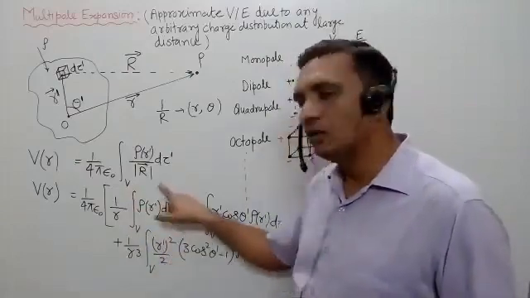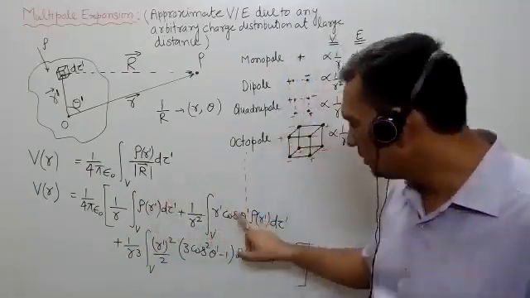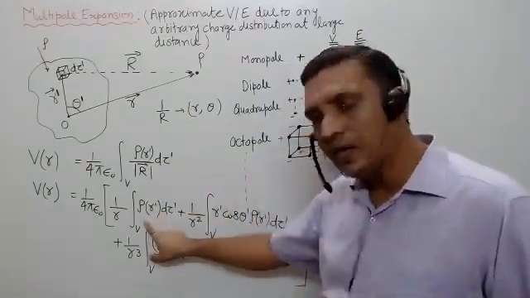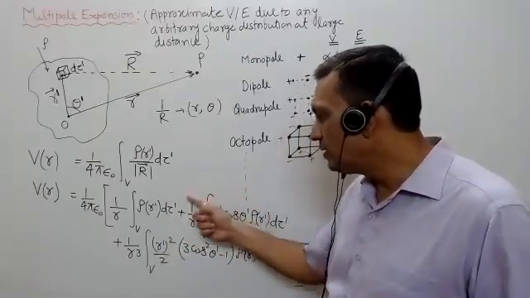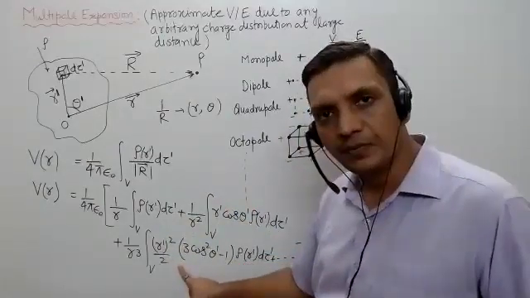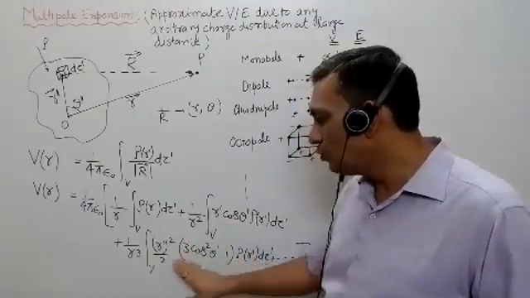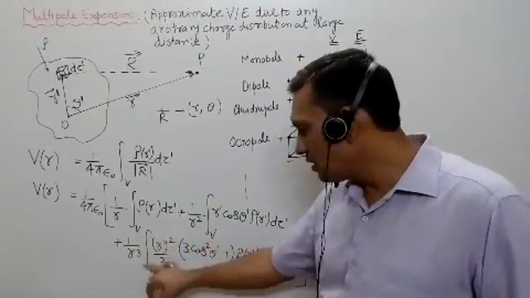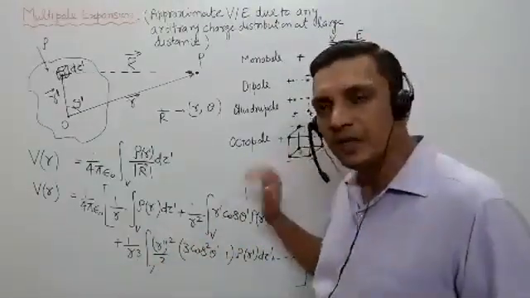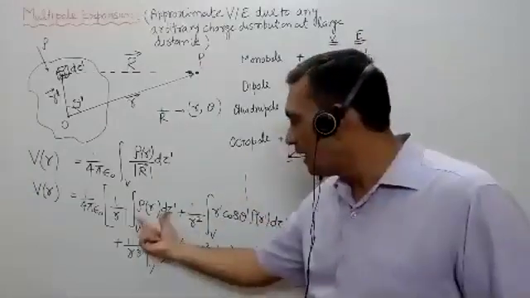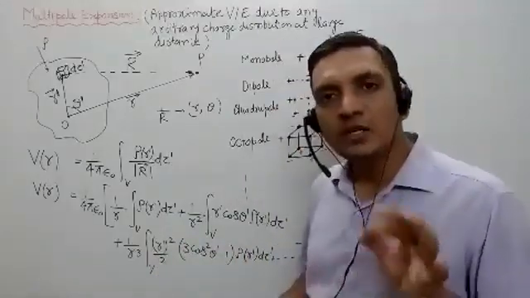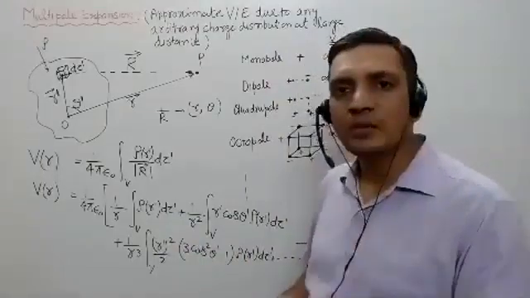If first integral is 0, then you have to check for second integral. If second integral is non-zero, first is 0 and second is non-zero, then dependence is 1 by r square. And this is the correction term, first correction term. If this term is also 0, you have to check for third term. If this term is non-zero, dependence is 1 by r cube and higher order terms are correction terms. So in multipole expansion, you have to calculate these terms that will decide the approximate dependence. So first non-zero term will give you approximate dependence.